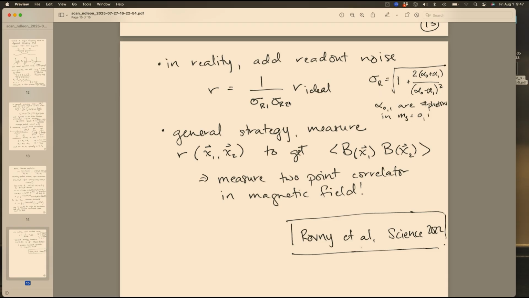Okay, so we can capture this in terms of a readout noise parameter. Imagine I have some average number of photons that I get from one of my spin states, from ms equals 0, alpha 0, and another average number of photons from the other spin state, alpha 1. Then my readout noise in general looks like 2 times ((alpha 0 plus alpha 1) over (alpha 0 minus alpha 1)) squared. So you can see that as I can separate these distributions more, my readout noise goes down.